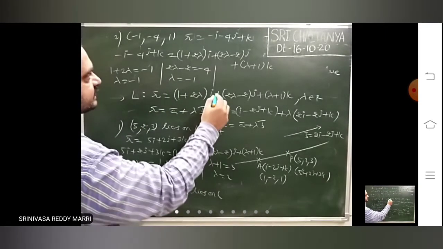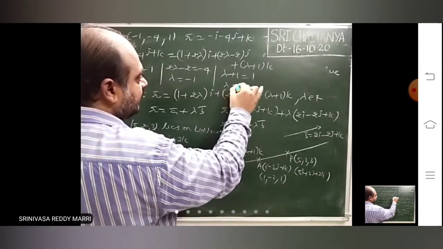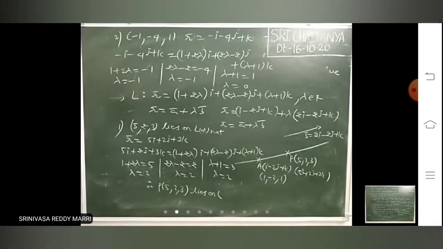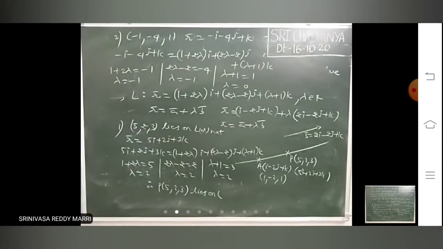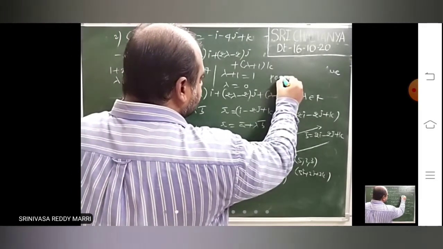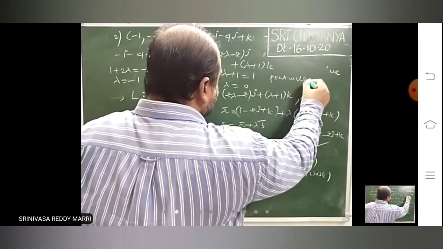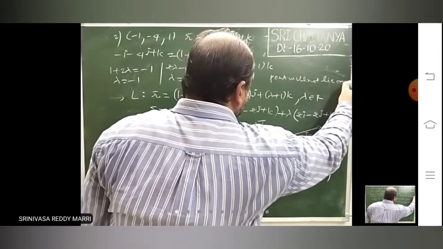Lambda equal to minus 1, you are getting lambda plus 1 equal to 1. Lambda equal to 0. That means here you got 2 both, but here different. That means the point will not lie on the line.